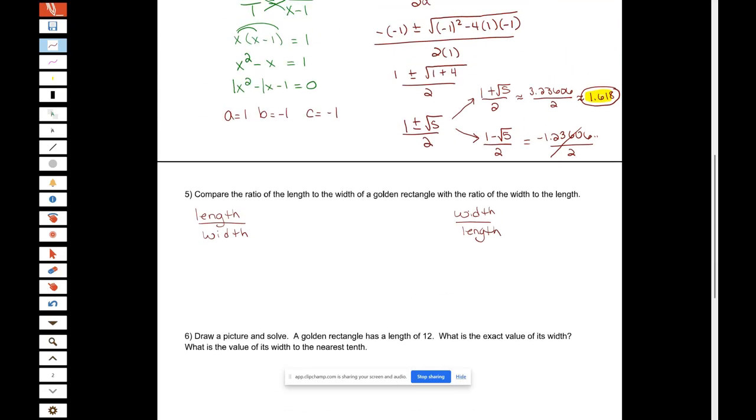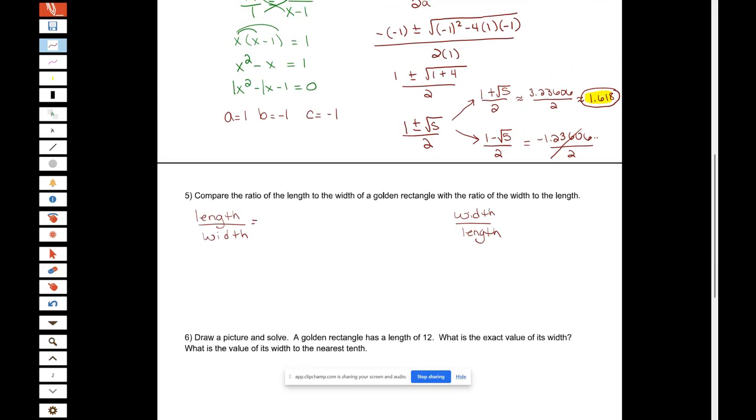Well, the exact length to width is (1 plus root 5) over 2, which is approximately 1.618 to 1. Now, if I want to flip that upside down, the width to the length is 2 over (1 plus root 5). In my calculator, I'm doing 2 divided by, and then in parentheses, 1 plus the square root of 5, which is basically 1 over 1.618.